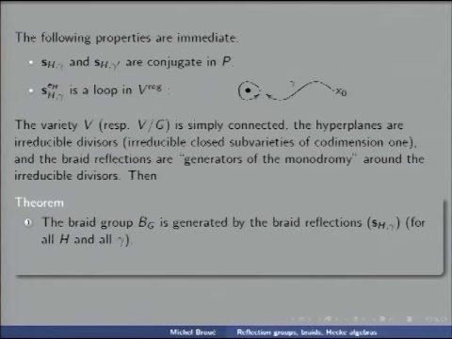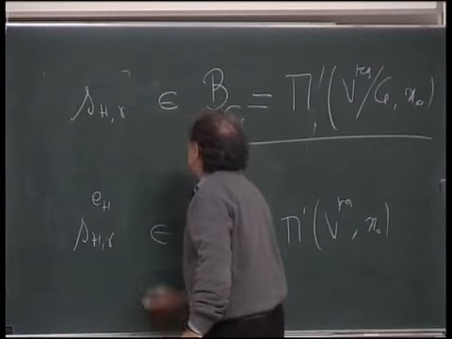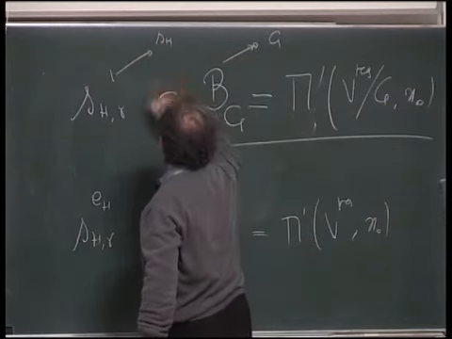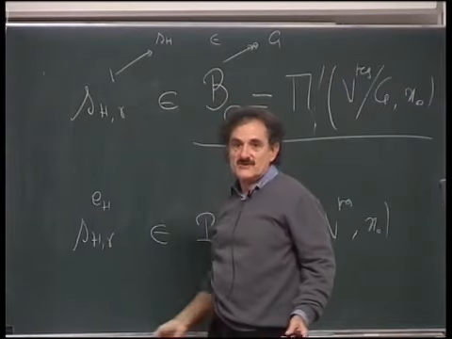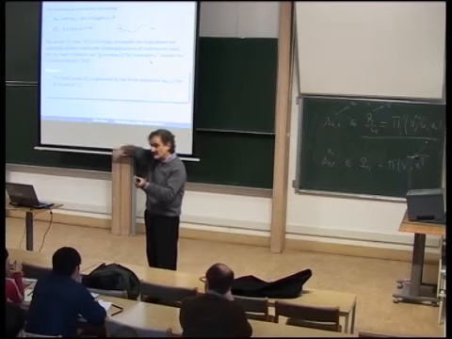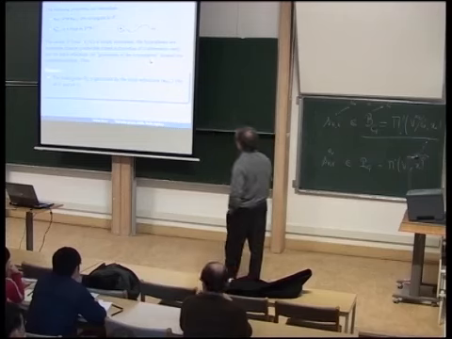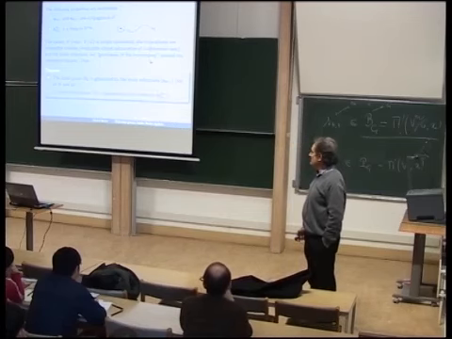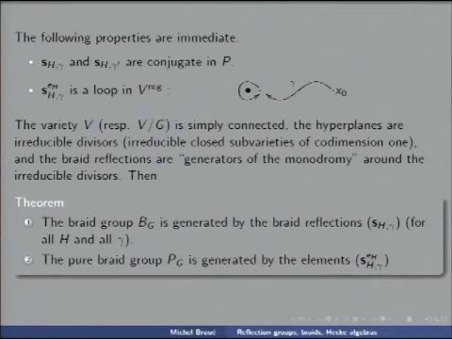Of course, I should have said also that if you send it to G, the image of this element is the distinguished reflection we started with, because it's a path going from x naught to s_H of x naught, and this is a definition of the surjective morphism from B_G to G. Okay, so the braid group B_G is generated by the braid reflections, and for the same reasons, because the s_H to the e_H are the generators of the monodromy in the variety V_reg, this time the pure braid group is generated by the elements s_H to the e_H.